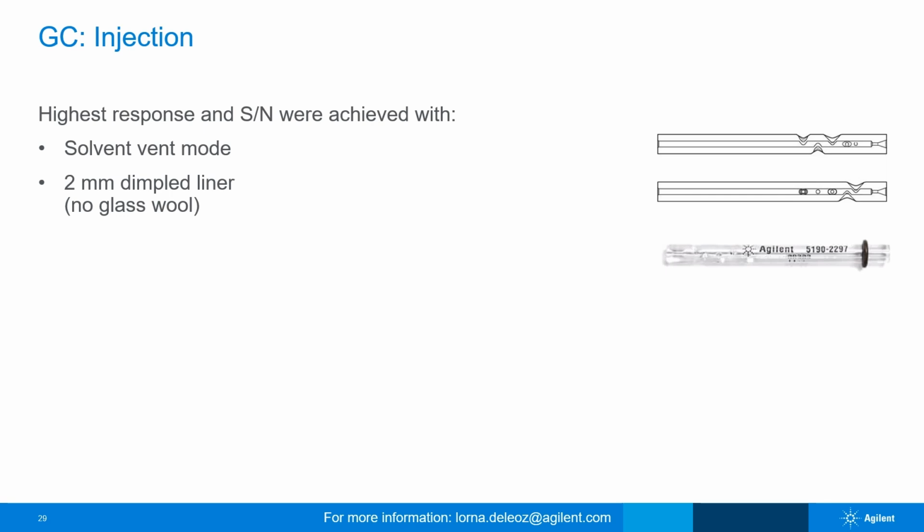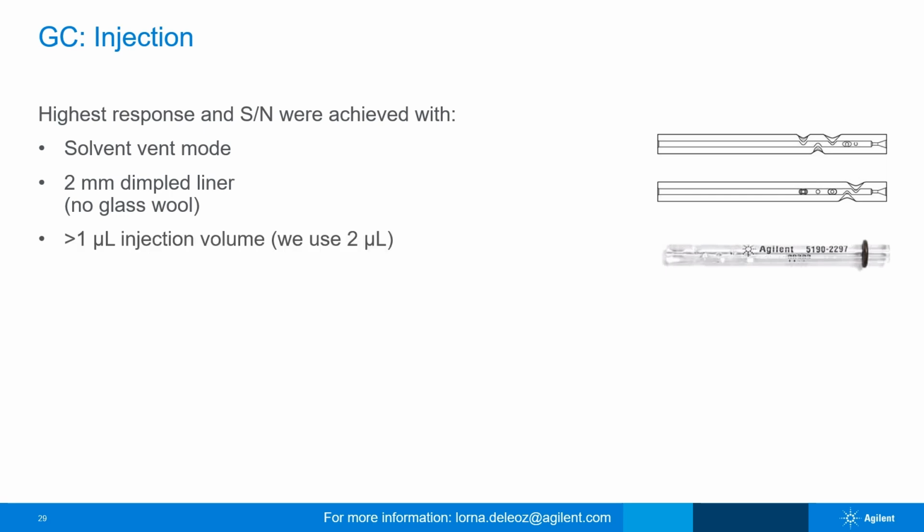which we find is the best for the analysis of pesticides with hydrogen. The 2 mm dimpled liner turned out to give the best sensitivity for pesticide analysis using hydrogen. This liner does not have glass wool, hence we have even fewer potential active sites. Alternative liners that can be considered include either the mid-frit or the bottom frit.